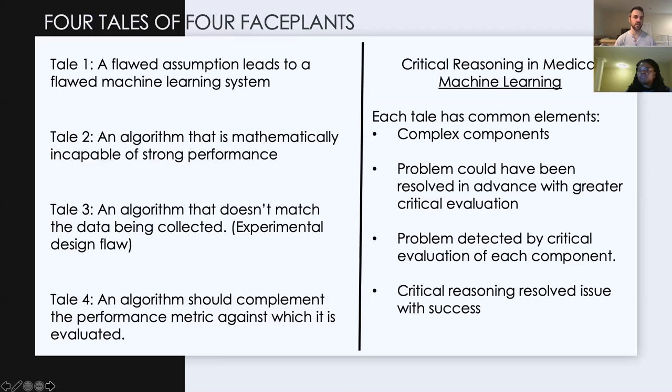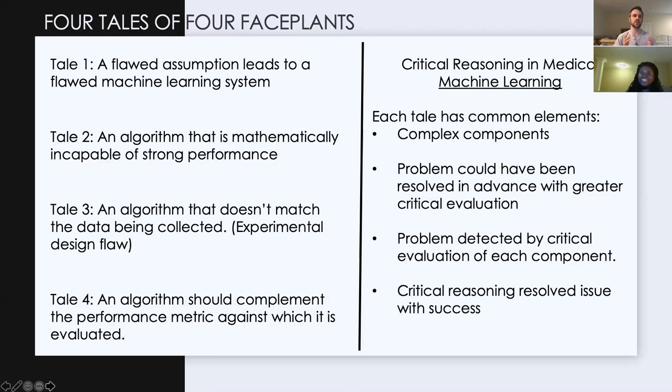And finally, I guess the happy ending of this would be that critical reasoning not only resolved the issue, but helped resolve it successfully, by which I mean that it provided the solutions for achieving the endpoint that we wanted. So even though there was a faceplant involved, we ultimately did achieve success in having learned from that. And I think that's really important for early career data scientists to understand, that a lot of the time they'll try something, they'll charge in there, and they'll just get their butt kicked, frankly.